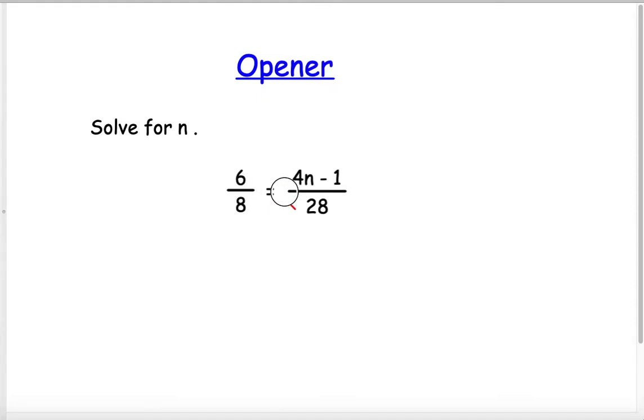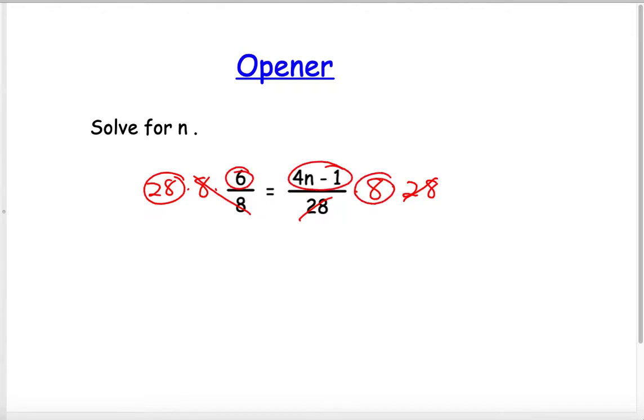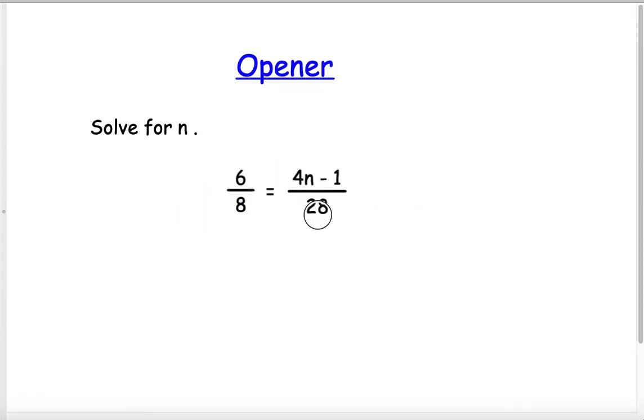Now, the idea behind that is the same as what we did for solving equations. For example, if I multiply both sides by 8, the 8's cancel there. And then if I multiply both sides by 28, then the 28's cancel there. So in effect, I multiplied the 28 times the 6 and the 4n minus 1 times 8, which is what we get when we cross multiply. So it's nothing new, no magic. We're just following how we solved equations.